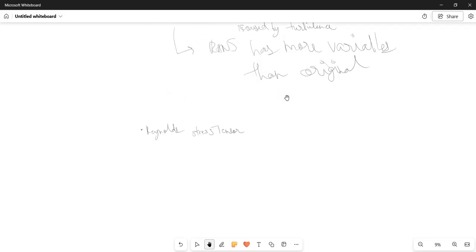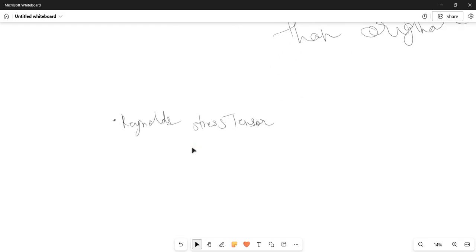So yeah, we'll see ahead what happens. So you have the Reynolds stress tensor. This is just a way to define your Reynolds stresses. So you take tau of R, that is your stress tensor.